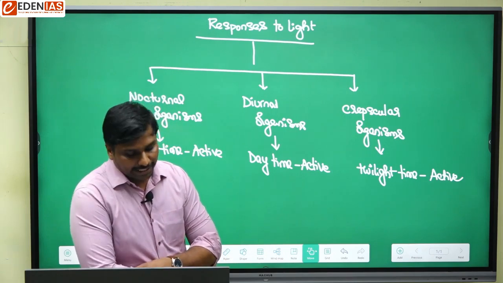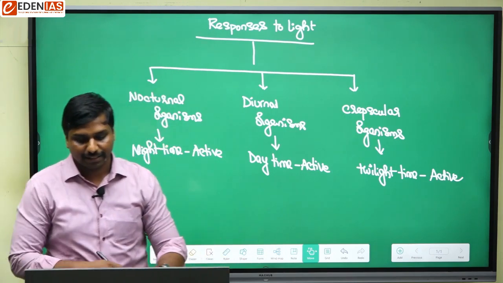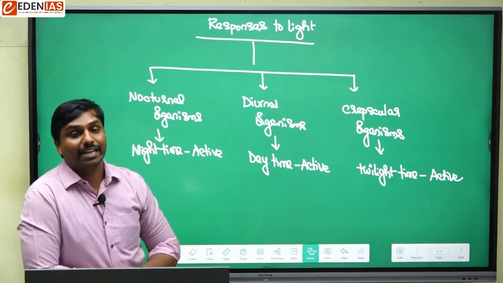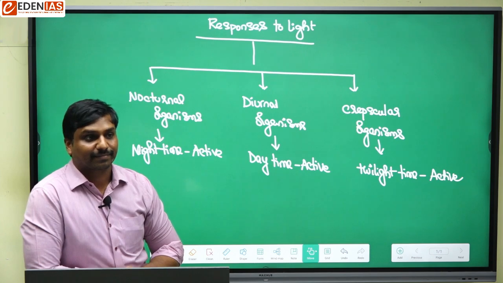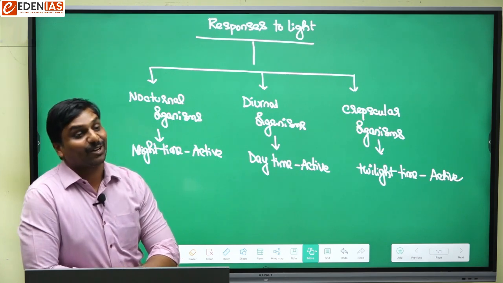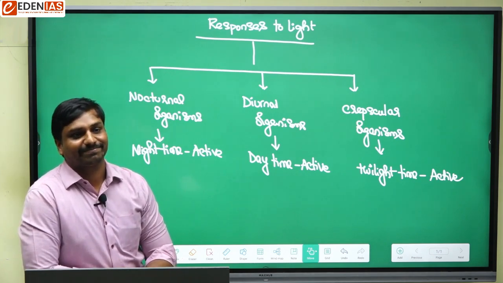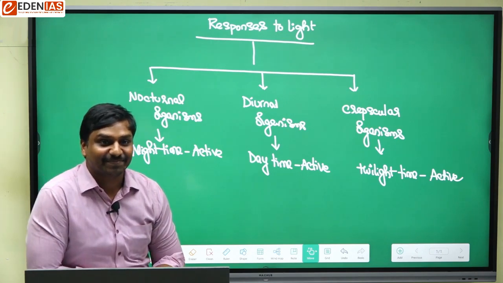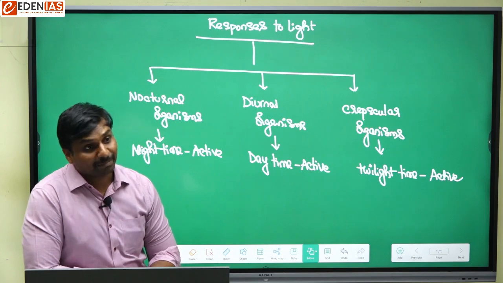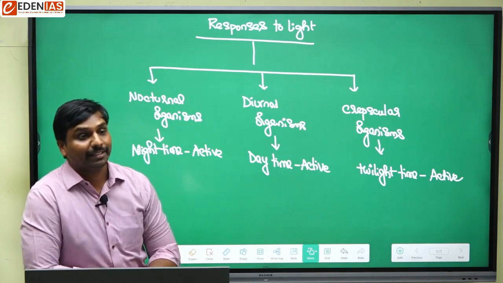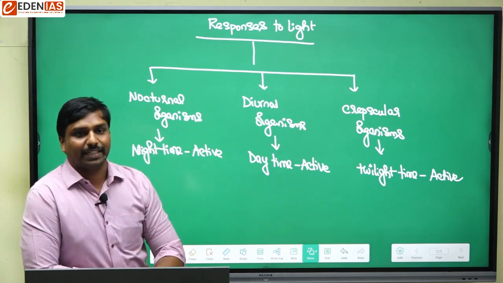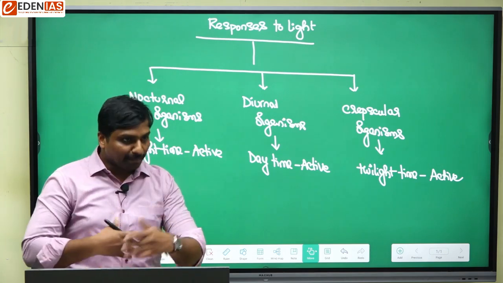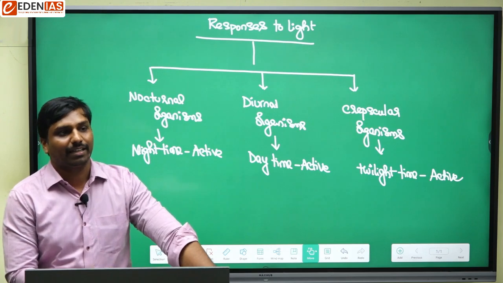So can you name any examples of twilight time? Those that are active during sunrise and sunset. No, not dogs. Dogs are active during daytime. Mosquitoes. Yes, mosquito is one thing which will be active either in the morning or evening. So that is twilight time. You can see mostly in the evening time, mosquitoes will be active.